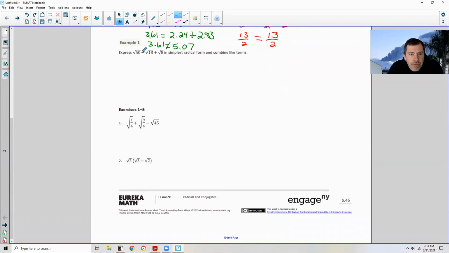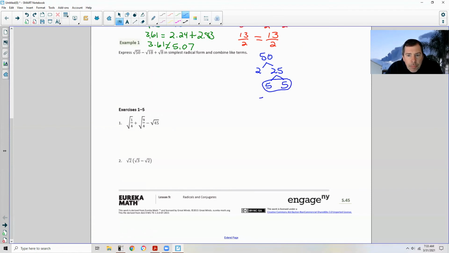Example 1, express 50 minus the square root of 18 plus the square root of 8 in simplest radical form and combine like terms. So if you've never watched my videos before in prior classes, the way I simplify radicals is factor trees. What I do is I take 50 and find the smallest prime that will go into 50. I wouldn't pick 5 and 10. I just like to use the smallest first, so I do 2, and I put 25 over here. 2 times 25 is 50. And then I split it up again, and 25 is 5 times 5.